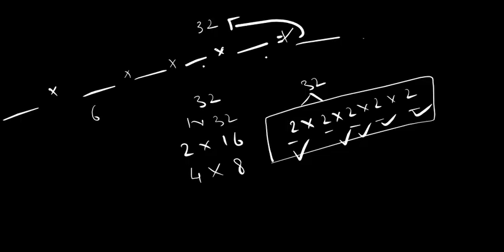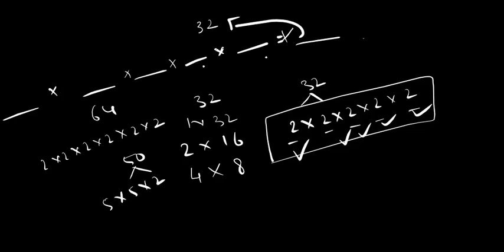If you take 64, you can write 2 into 2 into 2 into 2 into 2 into 2. Six twos we get. Okay. If you take 50, you can divide this as 5 into 5 into 2. If you take 60, you can divide this as 3 into 5 into 2 into 2. Okay. Like this. This is nothing but prime factorization.